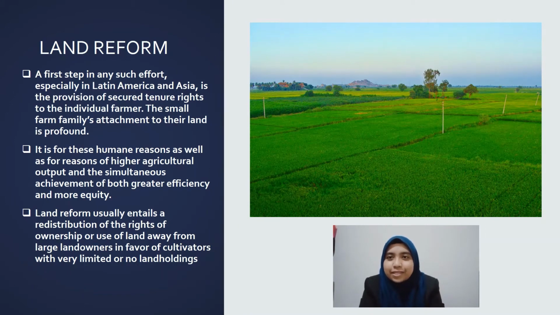Okay, the further explanation about the land reform is that land reform is only successful when there is a combined effort between the government and all farmers. A first step in any such effort, especially in Latin America and Asia, is the provision of secure tenure rights to the individual farmer. The small farm families' attachment to their land is profound.